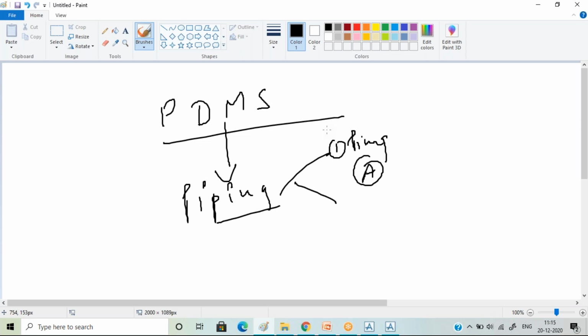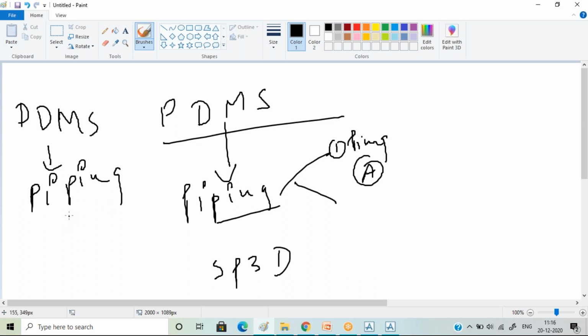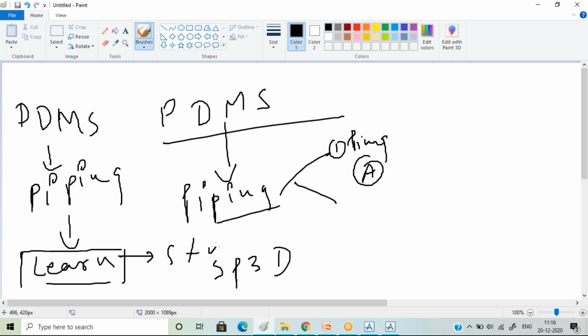If you're experienced, you must know that both software, SP3D as well as PDMS, are equally used. So what we'll be doing in this session is going through the requirements of PDMS, what our role will be as a piping engineer in PDMS, what we'll get to learn in our entire package, and what study materials will be shared with you. This is what we are going to get through in this session.